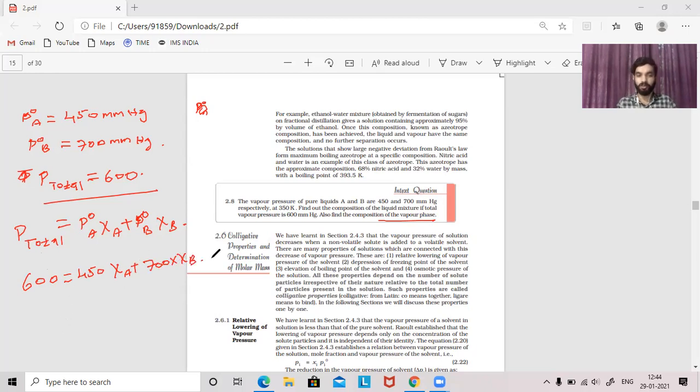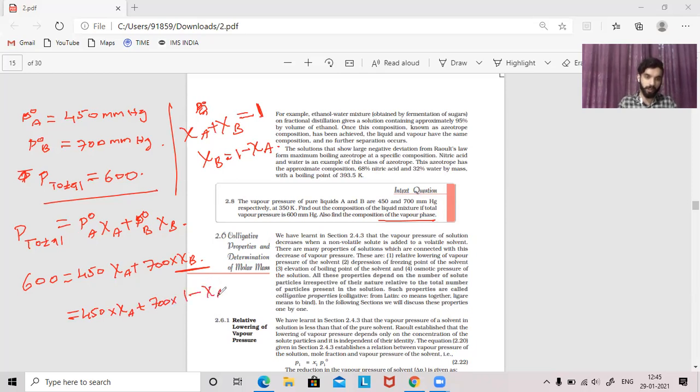So there are two unknowns here, so we cannot solve that directly, and there is no other data where we can get one more equation. So we have to do it using this itself. But we can do one thing. We can write chi B in terms of chi A, because chi A plus chi B, the mole fractions of the components, when you add, you get 1. So chi B will be 1 minus chi A. Substituting that, we get 450 into chi A plus 700 into 1 minus chi A. So now chi A is the only unknown. I can solve that, isn't it?